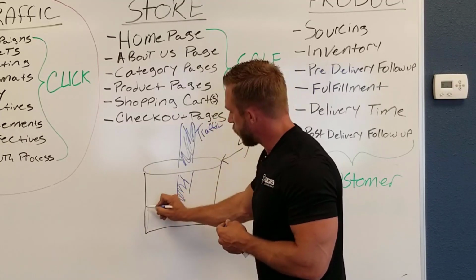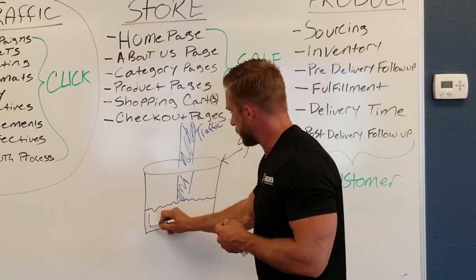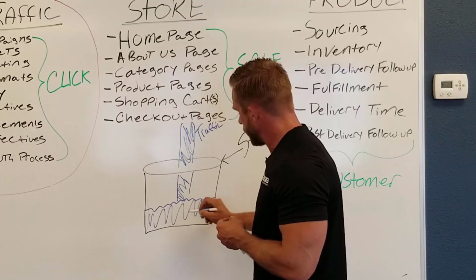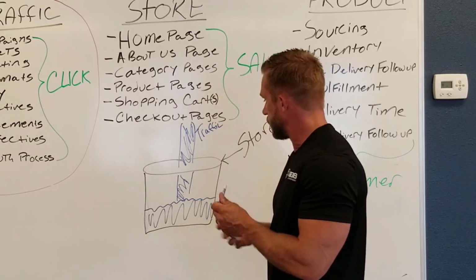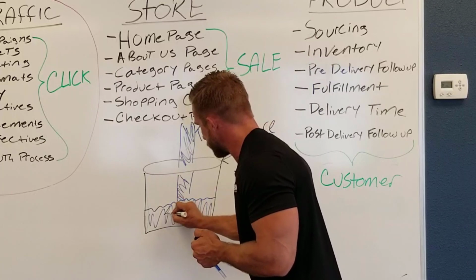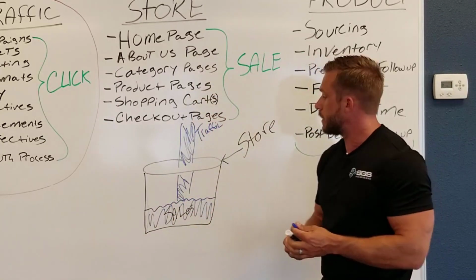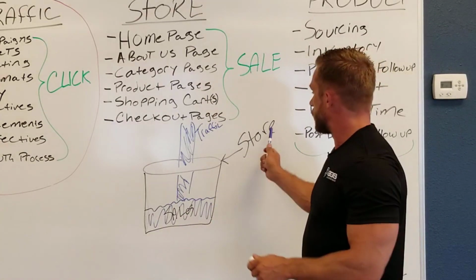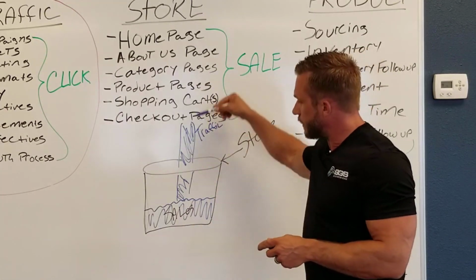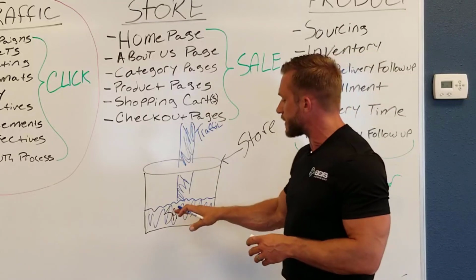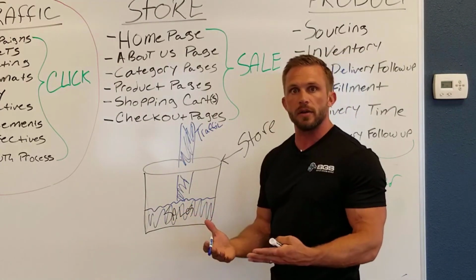And then the water that stays in the bucket, these are your sales, right? Let me write sales. Pretty straightforward, right? Basic analogy so far. Your store is the bucket, the traffic is the water that's coming into the bucket, and the water that stays in your bucket is sales, okay?